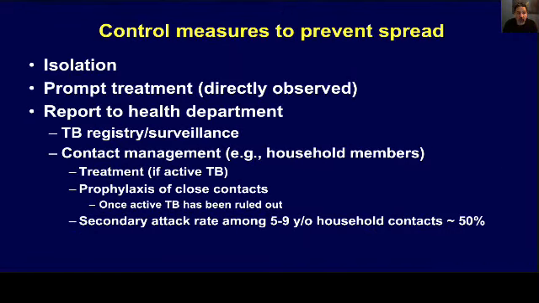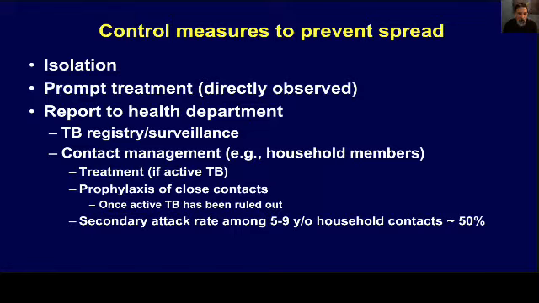The control measures to prevent the spread of TB include isolation of those known to be infected and quickly treating people. And this treatment is directly observed. This is the standard way to deliver TB treatment, to make sure, because it takes so long and because it's so important, it is a standard of TB care.